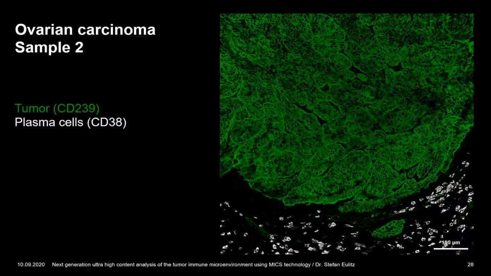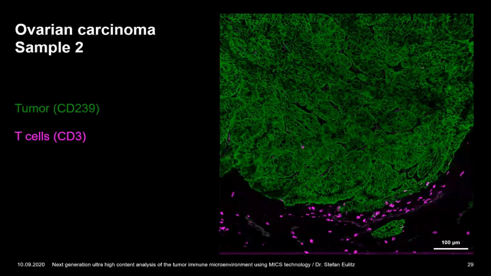In this image, you can see the plasma cells in white represented by the CD38 signal. And these cells are also located in the invasive margin and absent from the tumor, as could already be expected from the initial stainings. So here in magenta, we see the T cells, and these cells are mainly localized in the invasive margin and almost completely absent from the tumor core. This underlines the assumption that this tumor is of the infiltrated excluded type. But let's see the different populations of the T cells.